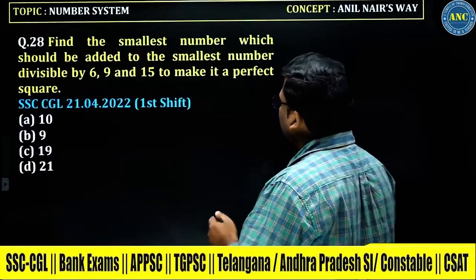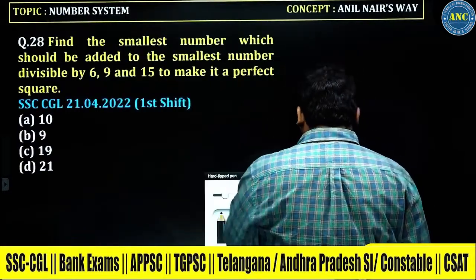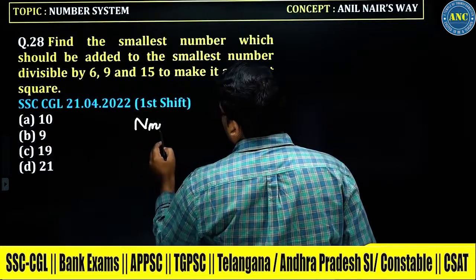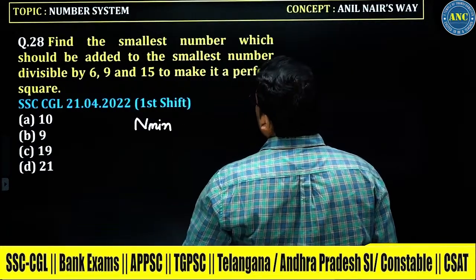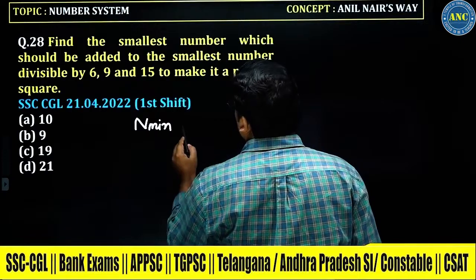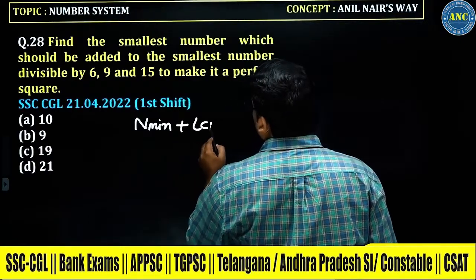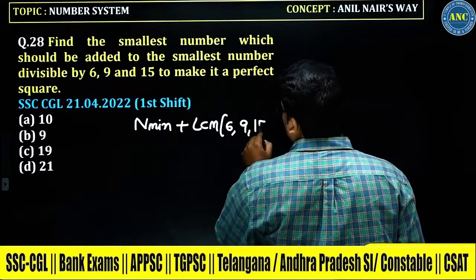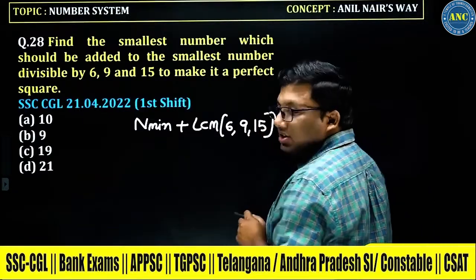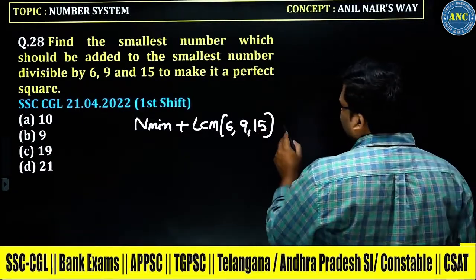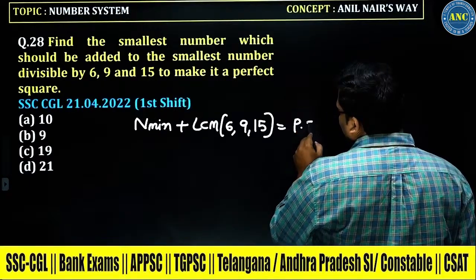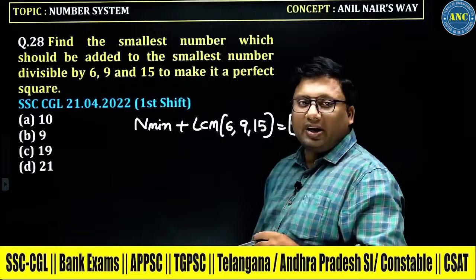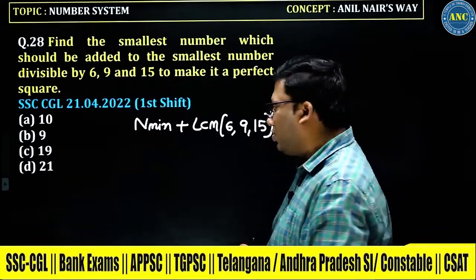Find the smallest number. Smallest number means n minimum we should find, which should be added to the LCM of 6, 9 and 15 to make it a perfect square. LCM plus n minimum, where LCM is of 6, 9, 15, to make it a perfect square. This is an easy question, sir.